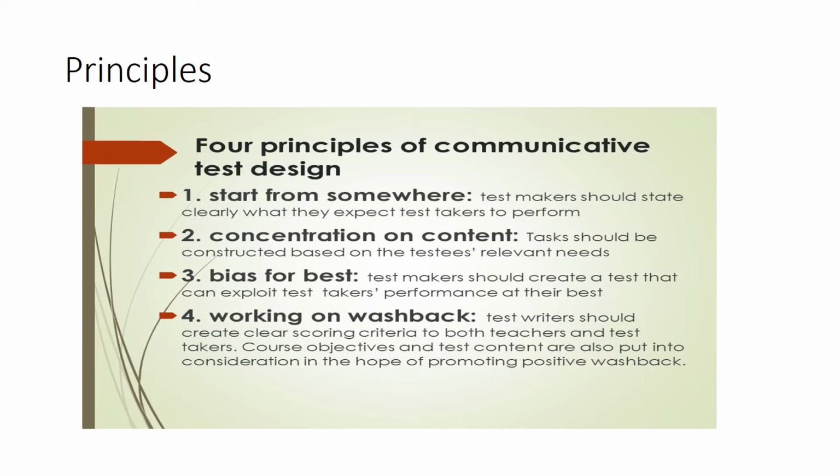Number three, bias for best. What does this mean? It means that you as a test creator, which means the teacher, have to make the test exploit test takers' performance at their best. It means that the tasks you include in your test should be comprehensible, understandable by the test takers, by your students, by your learners. Otherwise they will not understand it.